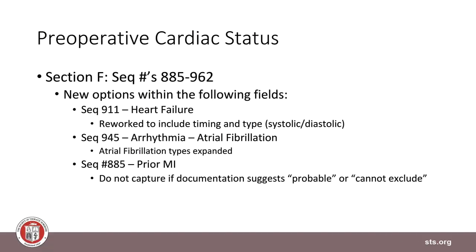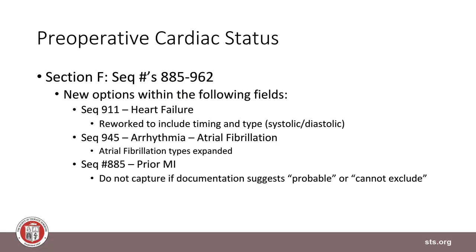The next section, Section F, pertains to the patient's preoperative cardiac status. There were some minor changes, but no major additions to this section. Within the heart failure field, you will notice that the section was reworked to include the fields of timing and type. These fields will be further explained in the following slides. Atrial fibrillation can now be chosen as a type of arrhythmia, and the types of atrial fibrillation have been expanded. Further clarification will be provided in additional slides regarding the types of atrial fibrillation.